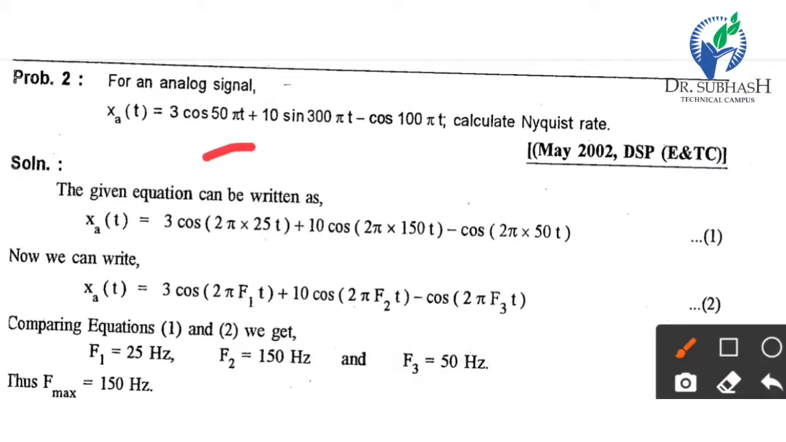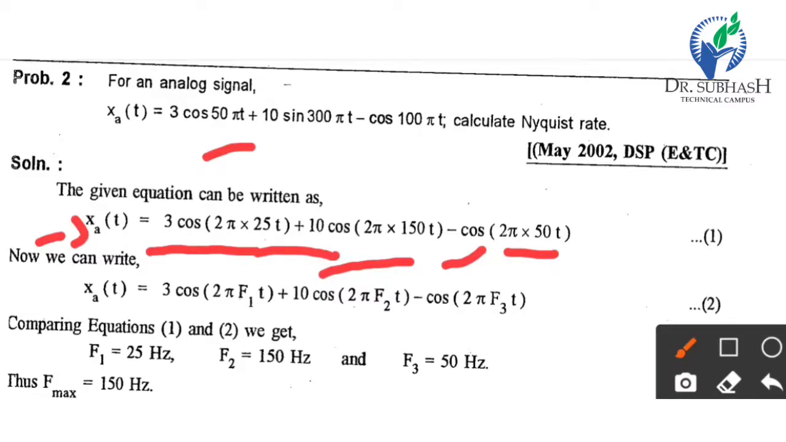In the original signal, 50 pi t we will write as 2 pi multiplied by 25t, 300 pi t will be written as 2 pi multiplied by 150t, and 100 pi t will be written as 2 pi multiplied by 50t. So now xa(t) becomes 3 cos 2 pi multiplied by 25t plus 10 cos 2 pi multiplied by 150t minus cos 2 pi multiplied by 50t.